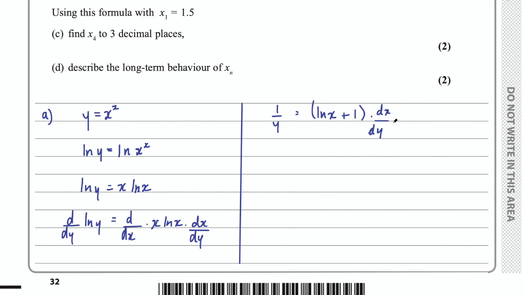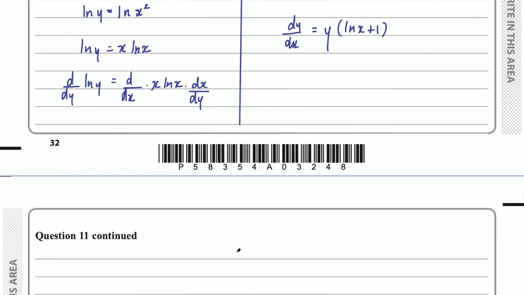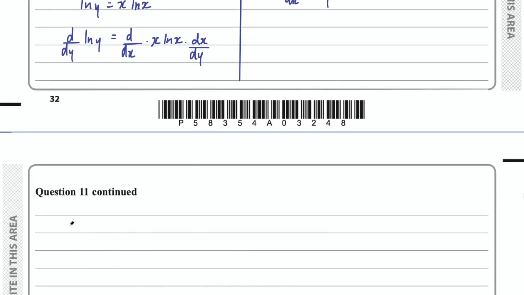And then rearranging this in terms of dy on dx, we would have dy on dx equal to y multiplied by log of x plus 1. Okay, so we have the derivative of that curve equal to y times log x plus 1, and we want to let this equal 0. So I might do this on the next page. So when dy on dx equals 0, we will have y times log x plus 1 equal to 0.